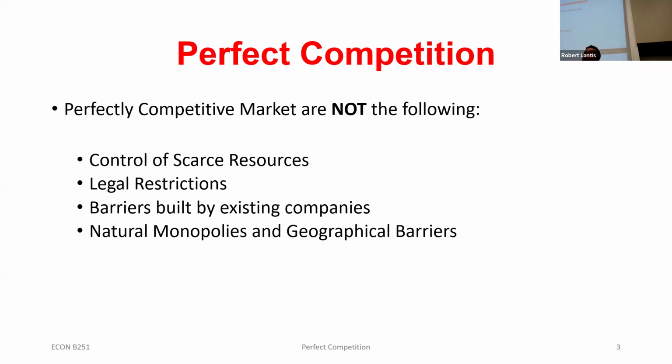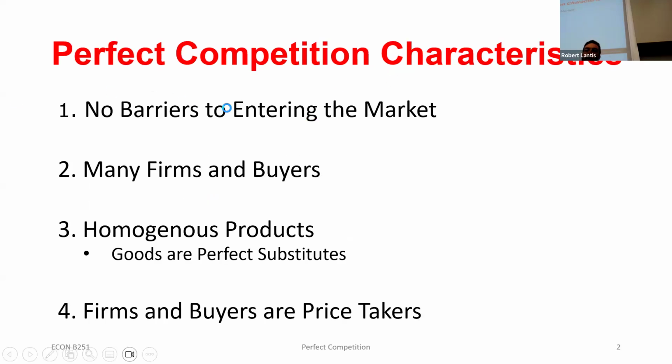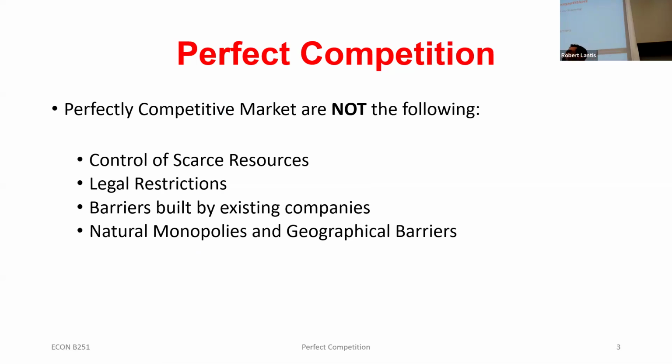Legal restrictions. So anytime the government gives the rights to a company, maybe Pfizer, to make a vaccine or something like that, right? Legal restrictions that prevent other firms from entering that market. So one of the things that we said we needed to have is no barriers to entry. Firms can enter and exit this market freely, right? So no barriers from legal restrictions.